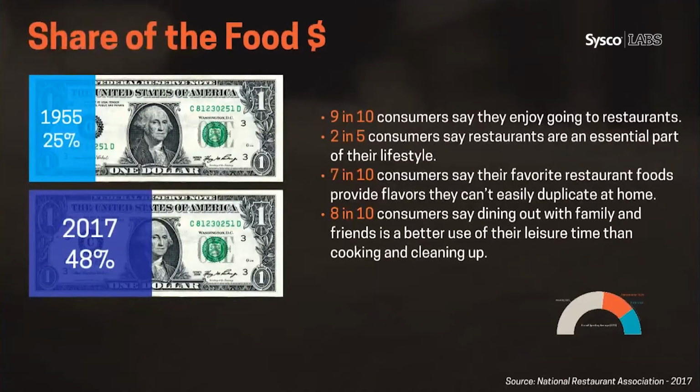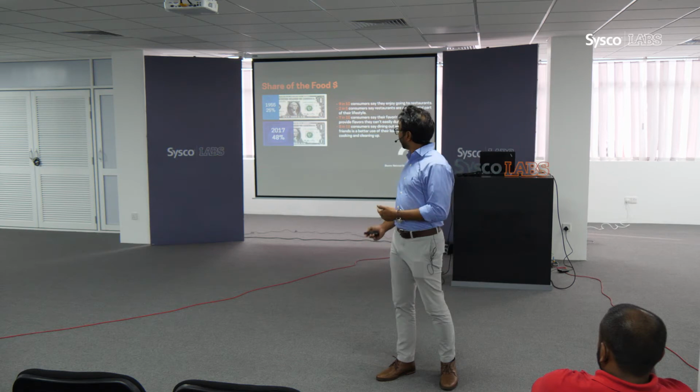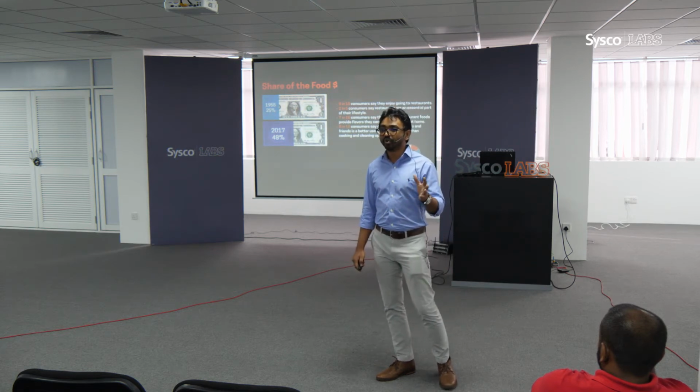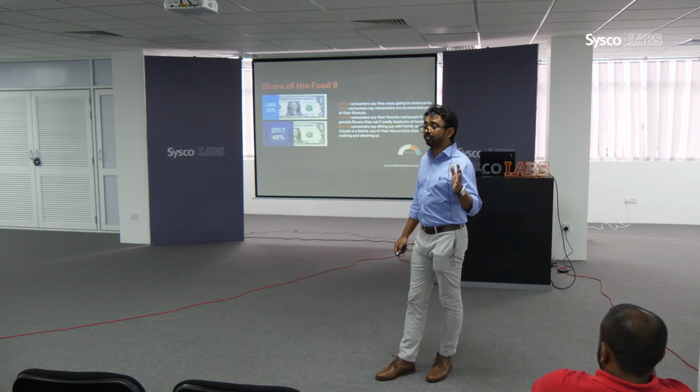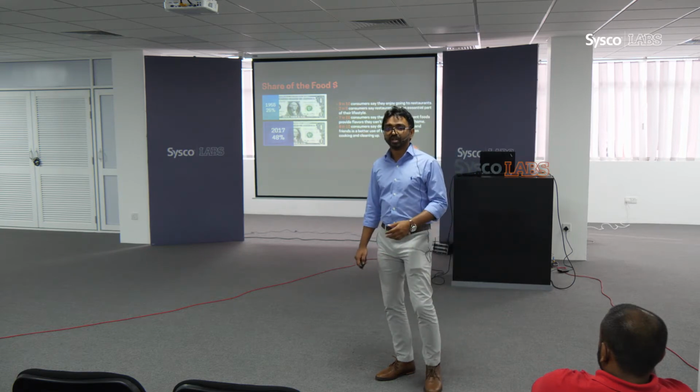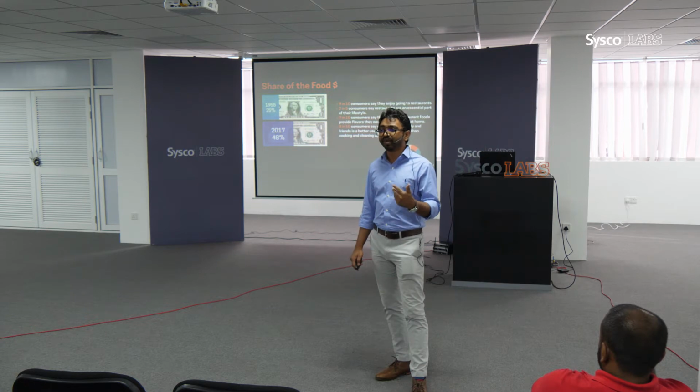Some other interesting facts on the consumer side of things. The share of food dollar is an indicator of how much money a person spends at a restaurant, out of what they spend on food. Let's say they are spending $100 for food. How much of that is spent at a restaurant? In 1955, that was about 25% of your overall food budget. You have to eat at the end of the day, so of the entire budget you have for food, you spent about 25% at a restaurant. In the past 70 years, it has grown from 25% to about 48%, almost 50%. Almost 50% of the money you spend on food is spent at a restaurant.